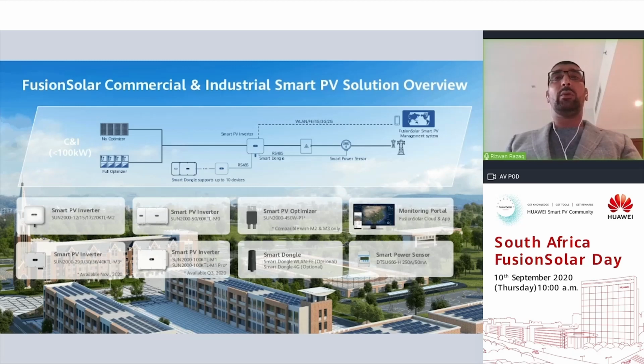As I explained, we have the optimizers that are available for particular product ranges, which are classed as the M2 or M3 range, and they are available for use in multiple different scenarios. As for monitoring purposes, we have the Huawei Smart Dongle WLAN-FE and also the 4G as well. These particular devices are only available for particular inverters and are up to a limitation of 10 inverters.